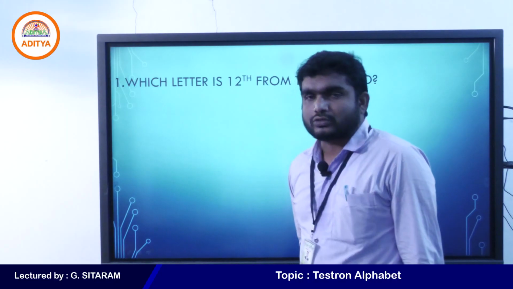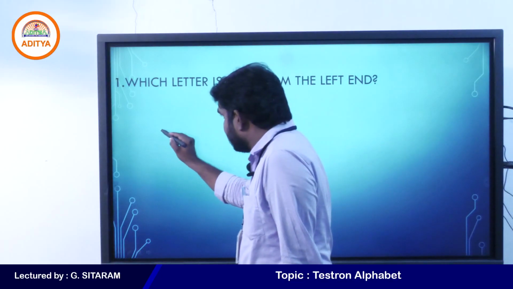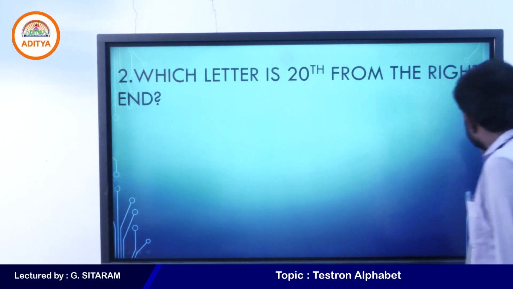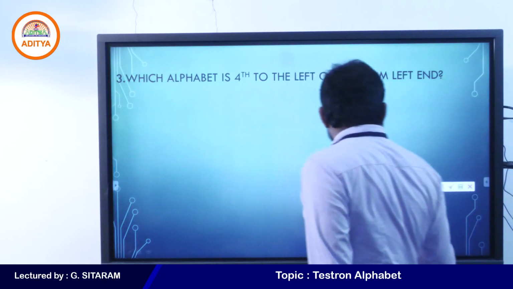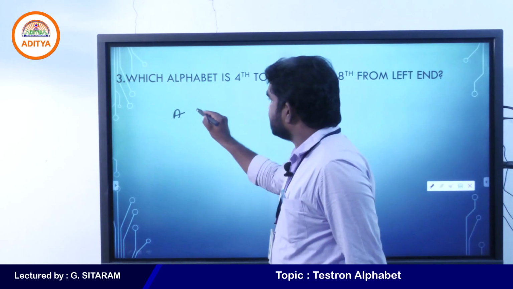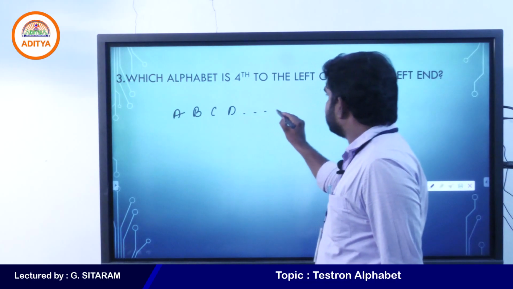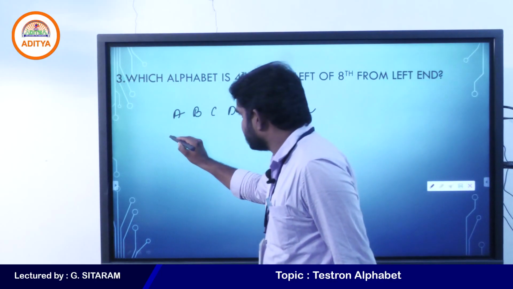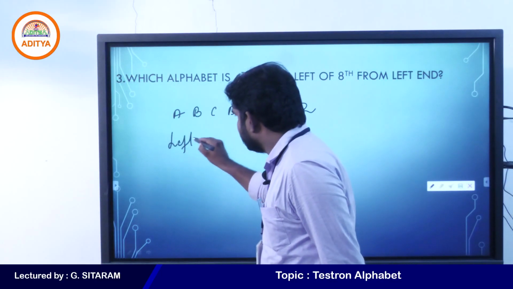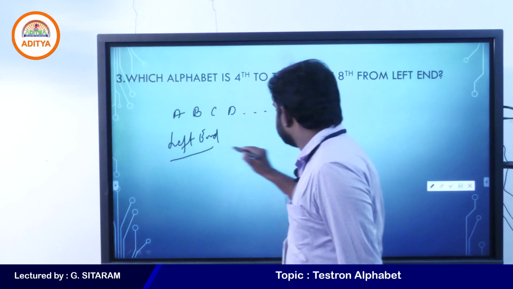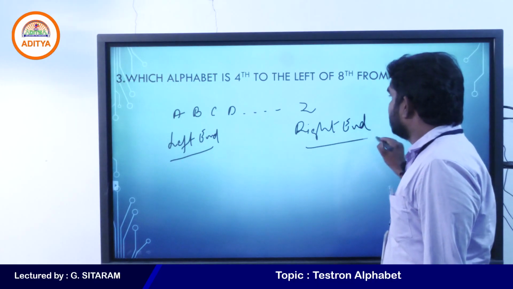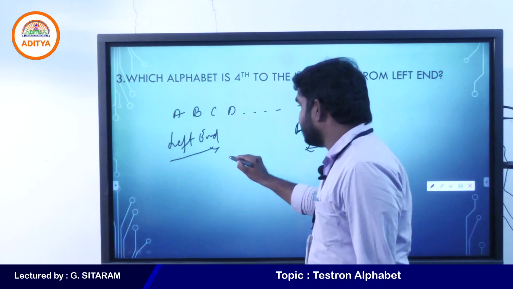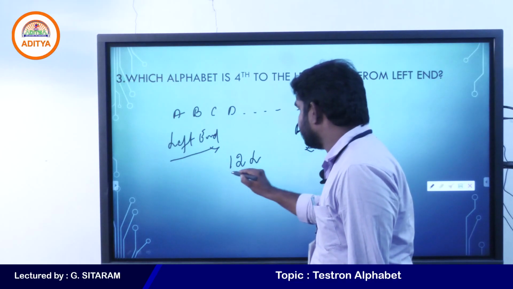Which letter is 12th from the left hand? We have to take the left hand means, for suppose alphabets are placed like this: A, B, C, D and so on up to Z. The left hand means starting from A, and the opposite side is right hand. Right.